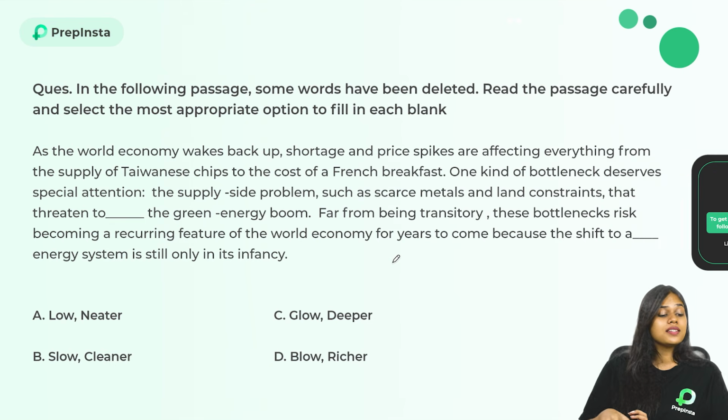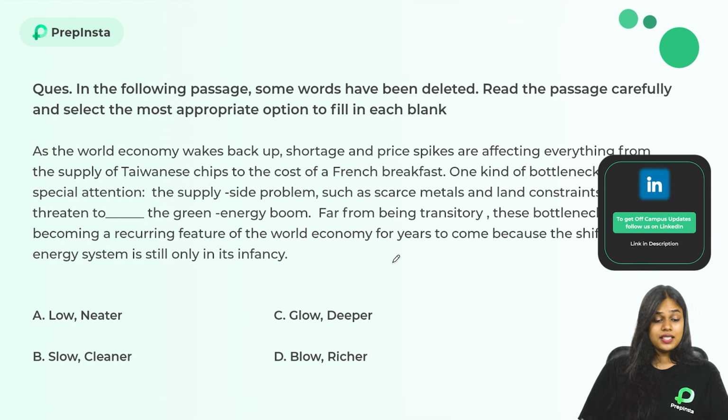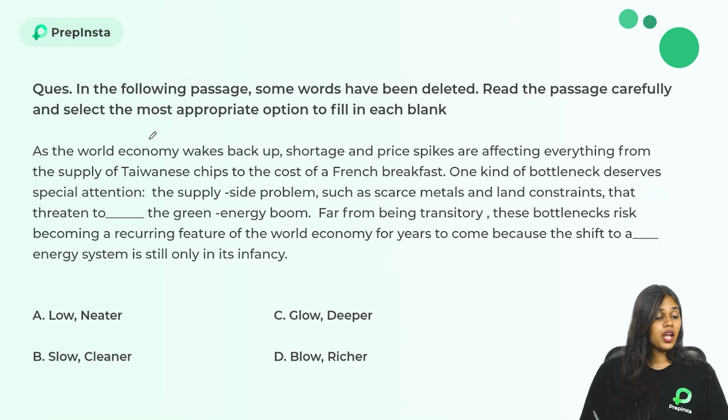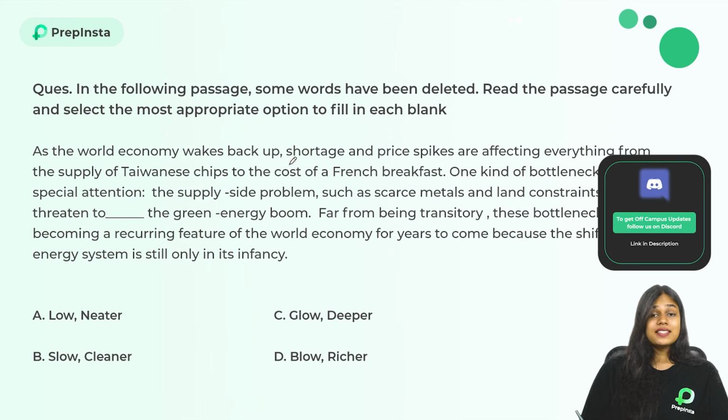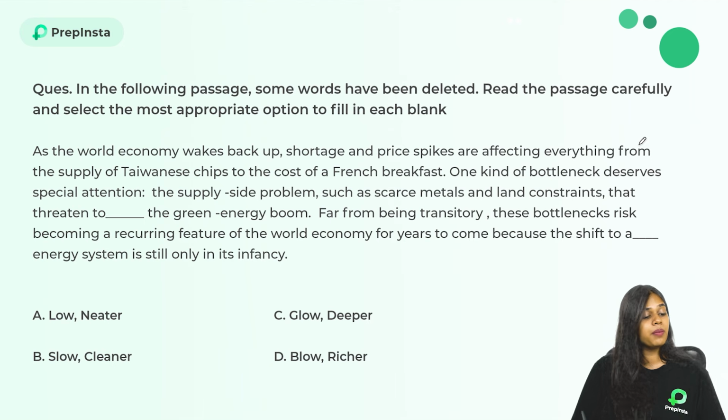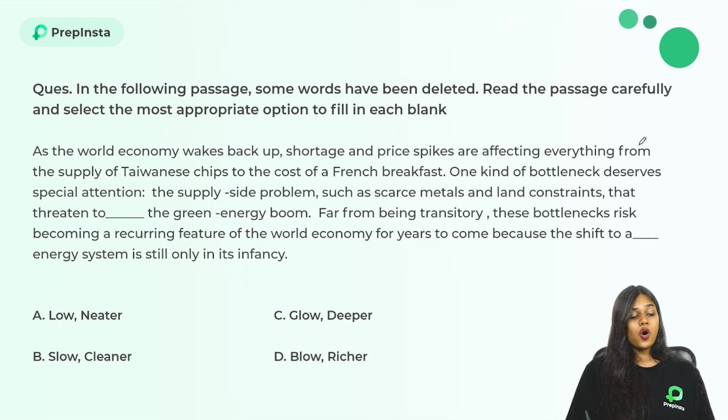In the following passage, some words have been deleted. Read the passage carefully and select the most appropriate option to fill in each blank. As the world economy wakes back up, shortage and price spikes are affecting everything from the supply of Taiwanese chips to the cost of a French breakfast. One kind of bottleneck deserves special attention: the supply side problems such as scarce metals and land constraints that threaten to dash the green energy boom.